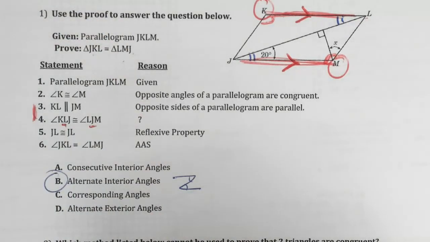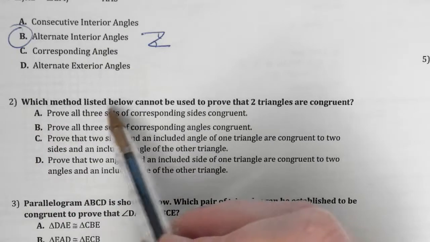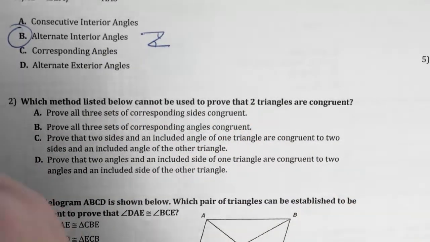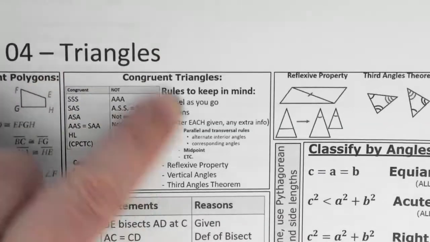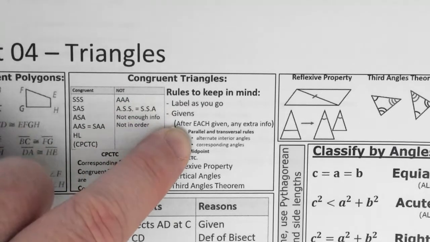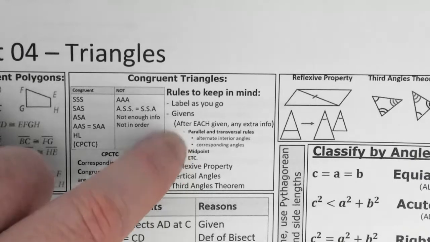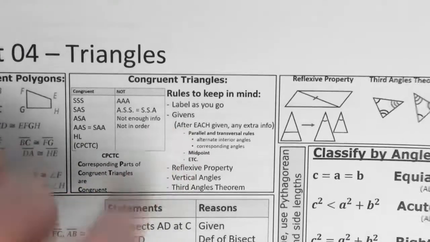All right, moving on. Okay, number 2. Which method listed below cannot be used to prove the triangles are congruent? If you can't remember the rules, look here, proving triangles are congruent. You label as you go, you do your givens. If there are parallel lines, your two best friends are alternate interior angles and corresponding angles.